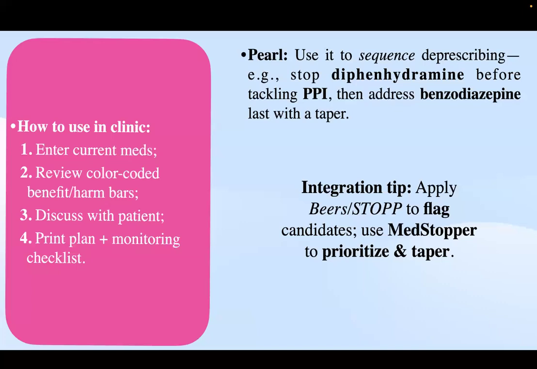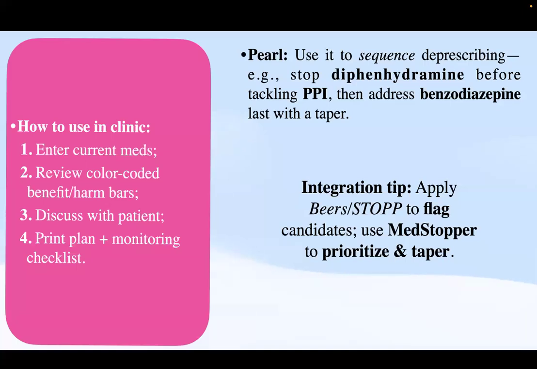To identify or flag the candidate, you can go for what? Beers criteria or STOPP criteria. Okay, which is in your hand, like the phone is there, the laptop is there, you just need to search it. And that will flag the candidate, the patient, that you need to go for deprescribing. And then go for what? Med Stopper to prioritize and taper. Okay, so this is how you can integrate tools in daily practice.